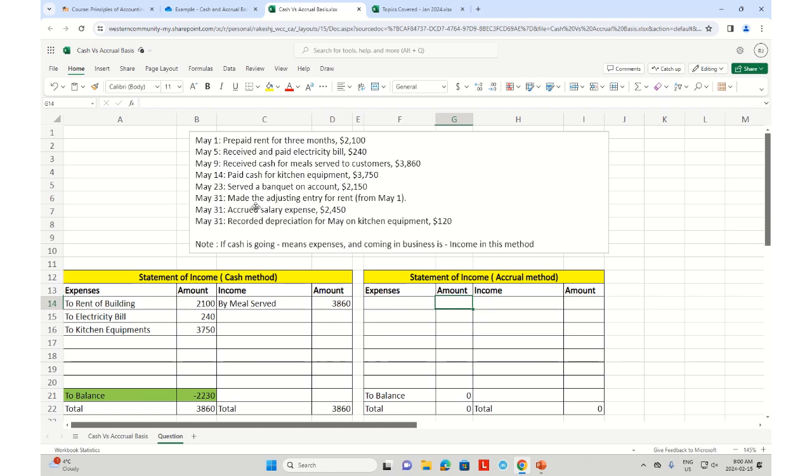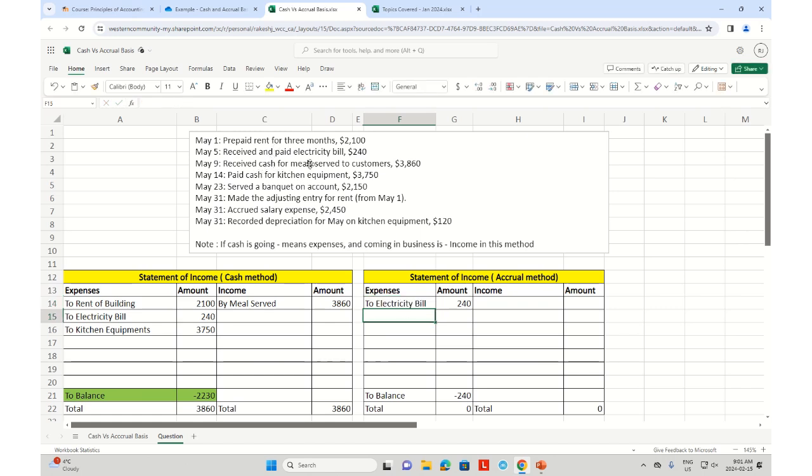End of the period means end of the month. So this is the transaction, but at the end of the period we will write the adjustment like this. Received and paid electricity bill. So 240 electricity bill that we will write here. So electricity expenses that we have written here.